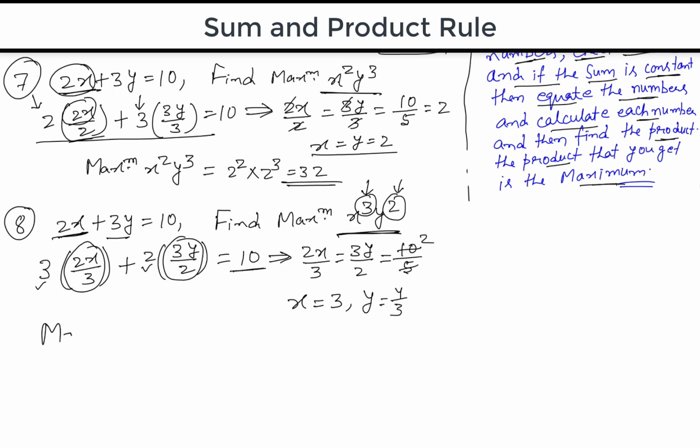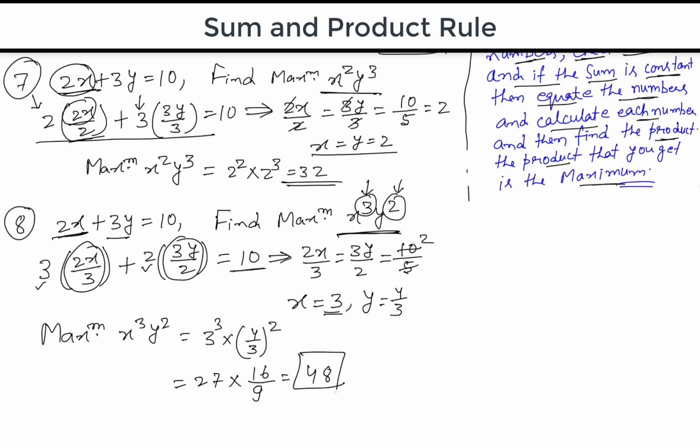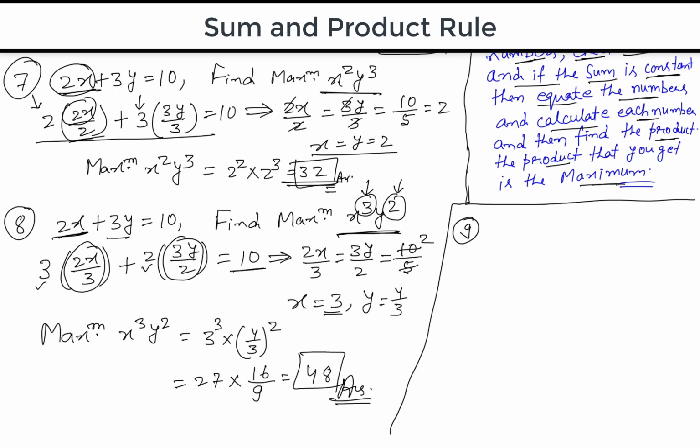So the required maximum value of x cube y square in this question will be 3 cube into 4 by 3 square, whatever is the value. This is 27 into 16 by 9, which is 48. So the answer of this question will be 48. Right? Slowly the length of the process can be reduced. I'll take one more question and then I'll wind up.